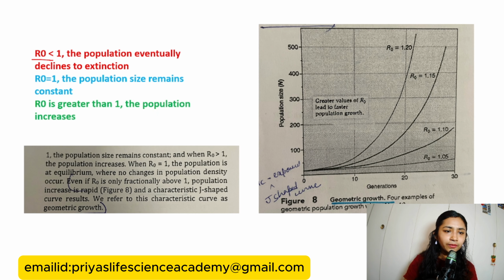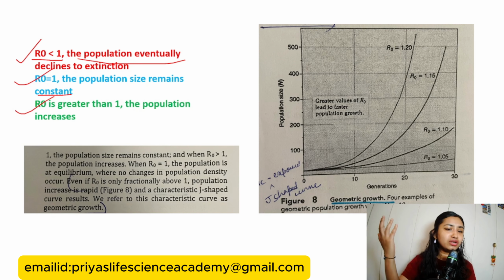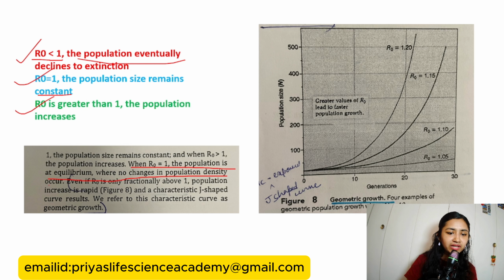So you know, when R0 is less than 1, the population eventually declines to extinction. I told you before, net reproductive rate is very important: when it is less than 1, the population will go extinct. When R0 is equal to 1, the population size remains constant. And when R0 is greater than 1, the population increases. When R0 is equal to 1, the population is at equilibrium, where no changes in population density occur. Even if R0 is only fractionally above 1, population increase is rapid.